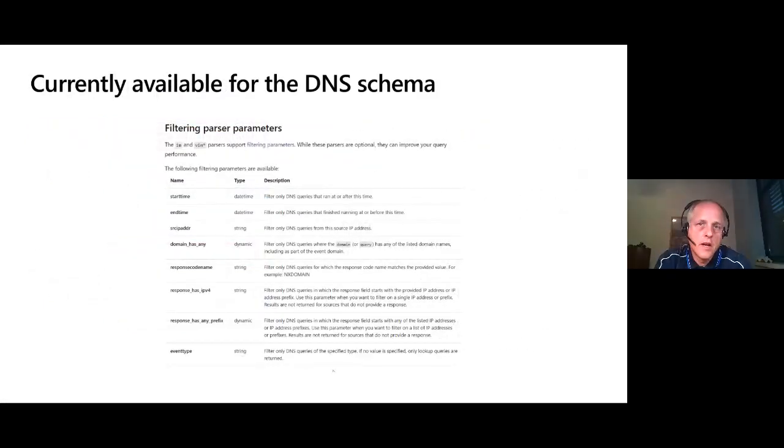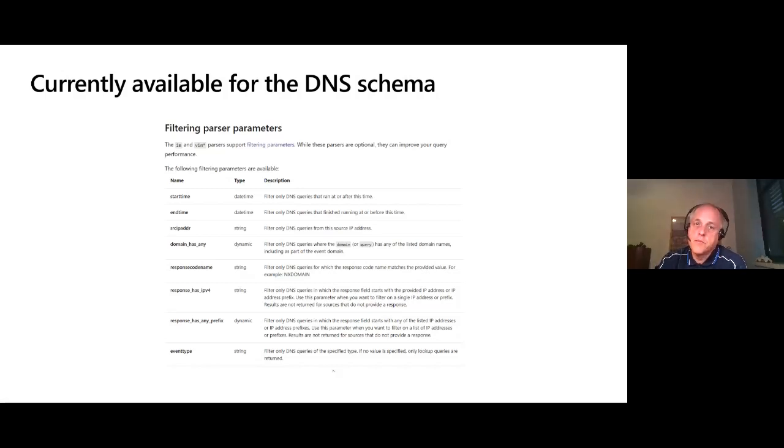As I mentioned, currently parameters are available for the DNS schema. We've done an analysis of what actual queries require, and we based our parameters on that. Notice that they are not always just a field. For example, we have response as any prefix. We identified that sometimes responses are IP addresses, and sometimes the query looks for a subnet, so we used prefix here, etc. So our analysis was that.